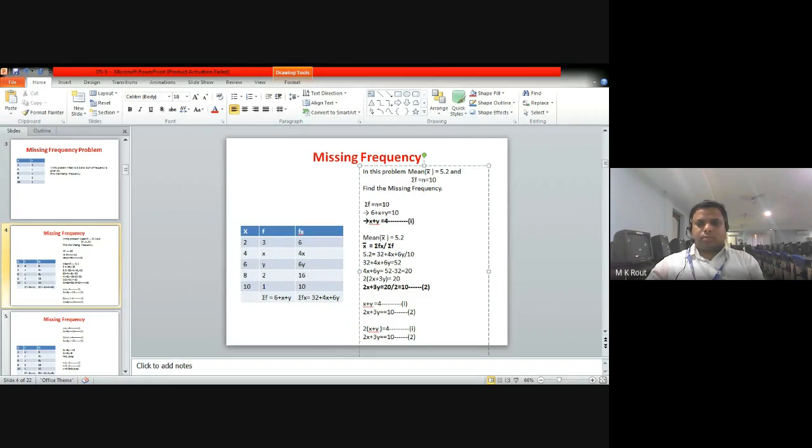I will call one by one those who complete this. Try to write it or make a fair note on the missing frequency problem. Ratikanta Kara, what is the answer for x? Sir, I'm calculating. Okay, Rosalind Patnaik, yes, y is equal to 2, correct? Sahabas Khan, x is equal to 2, y is equal to 2, correct?